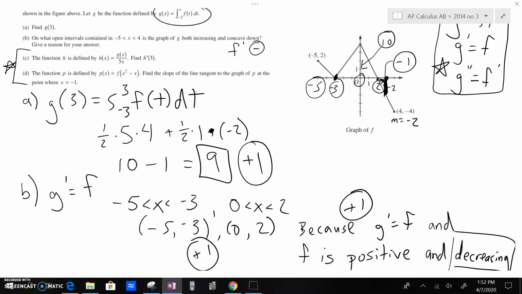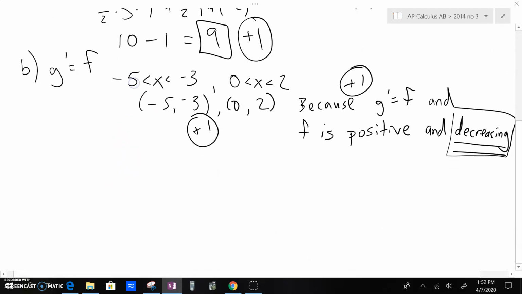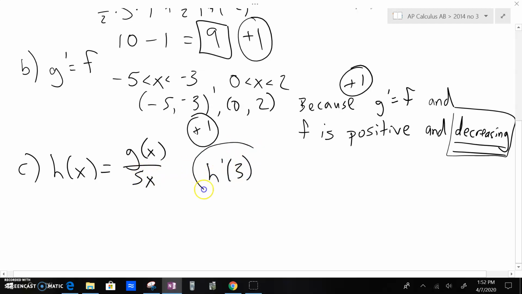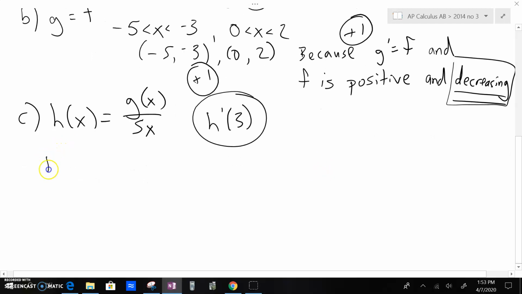So we've got h of x is equal to g of x over 5x, and we're finding h prime. So h of x is defined as g of x over 5x, and what we're looking to do is find h prime of 3. So that's what our target is. So let's see, to actually take the derivative on this thing, I have to use quotient rule. So this is a nice way for them to force quotient rule.